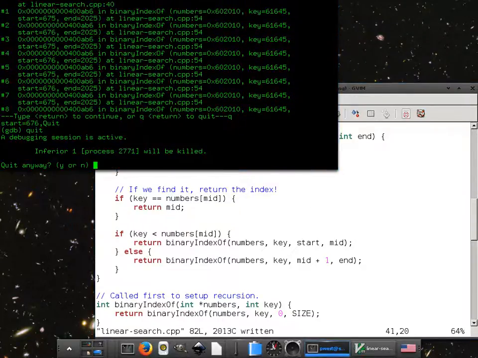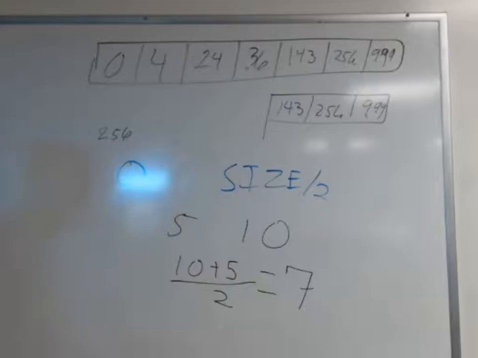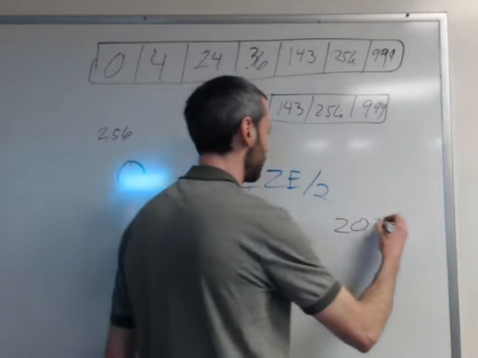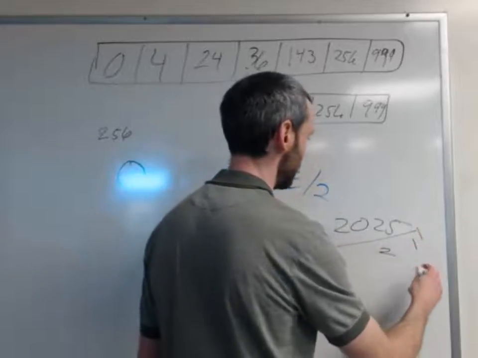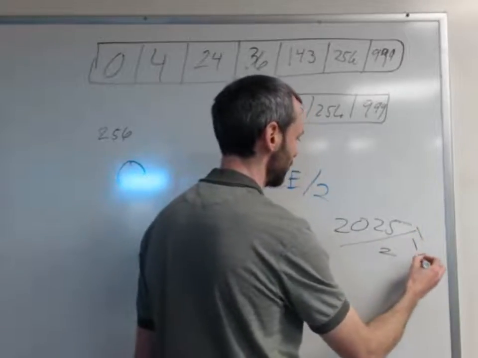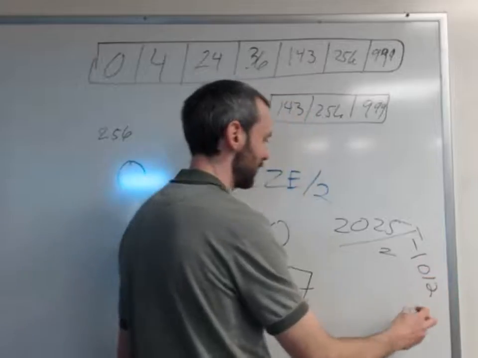Isn't that what I just did on the board? But don't you just divide the n by 2? Not necessarily, because what if you're doing the top half? If n is 25, divided by 2 is what? 12.5. So then how would that be 7?